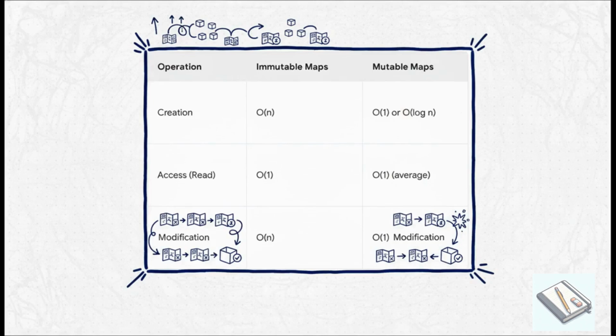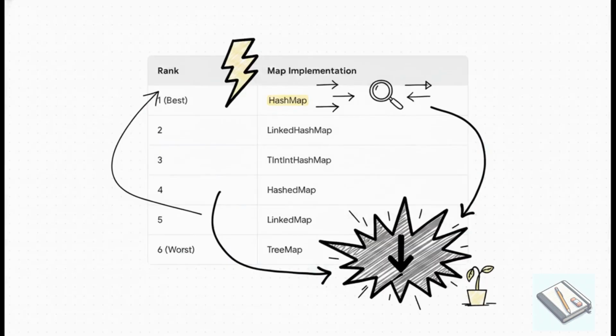This table gives us a really nice breakdown. Looking up data is super fast in both types, basically instant, what we call O(1) time. But look at modification. For a regular mutable map like a HashMap, changing it is also super fast. For an immutable map though, you have to create a whole new copy, which gets way slower as your map gets bigger.